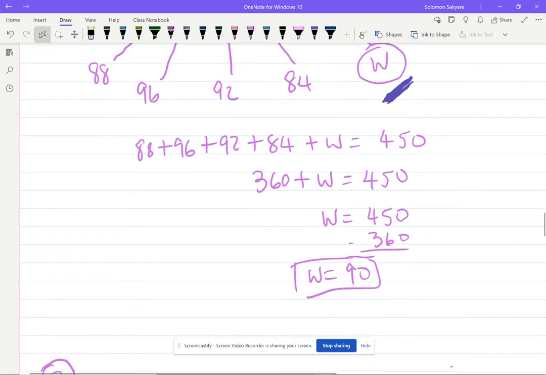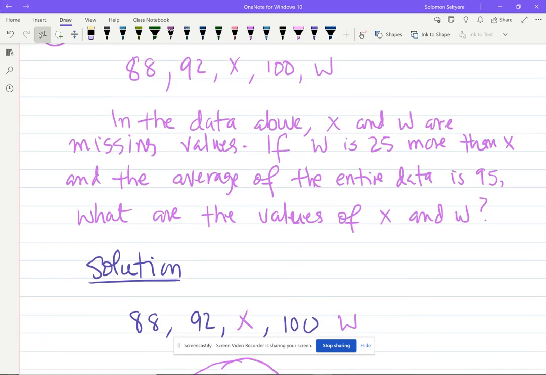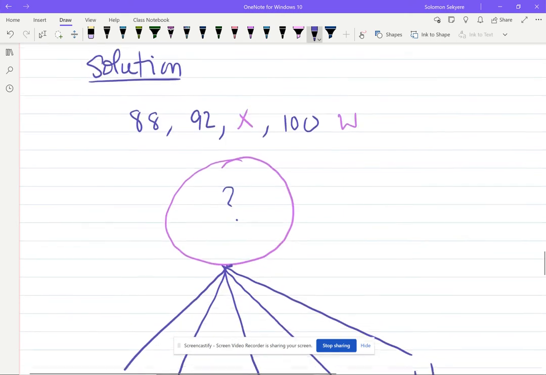Okay, let's make it just a little harder. What if we have two legs missing? Two legs missing. We still need to know the total, so we need to know what the average is. It's 95, and I have 1, 2, 3, 4, 5. So now here's the data.